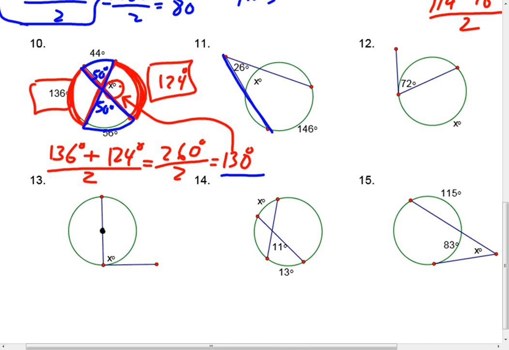Sometimes you're not looking for the angle. This is a 2 secant situation, which means I subtract arcs, divide by 2. So that's what I'm going to do. I'm going to subtract this arc and this arc. 146 minus x divided by 2. That's supposed to give me the angle. I just happen to already know the angle.